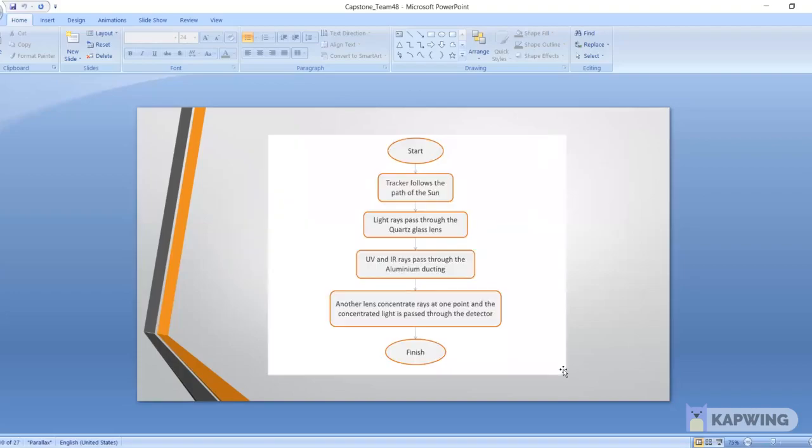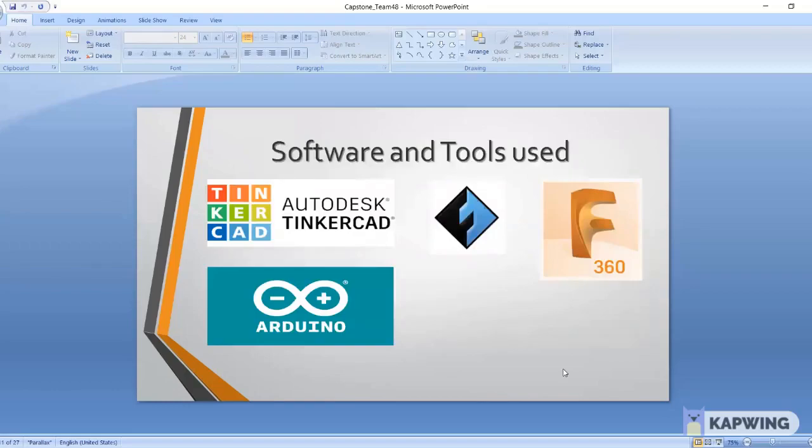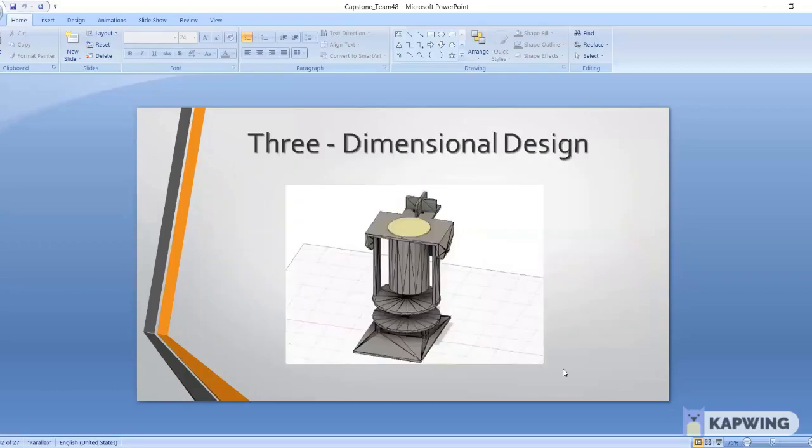So this is basically the flowchart of our project. Firstly, the tracker will follow the sun's path, and the light will pass through the quartz lens, which will further make the UV and IR rays pass through the aluminium ducting, and another lens concentrates the rays at a point, and the concentrated light is passed through the detector. So these are the software and tools that we used in our project. And now this is the 3D model of our project.